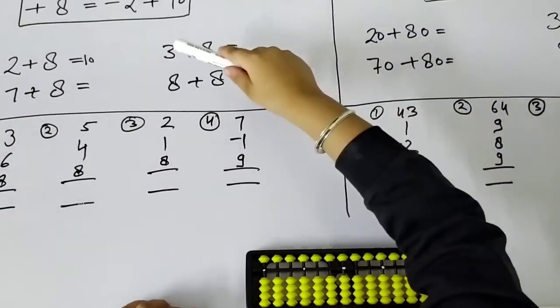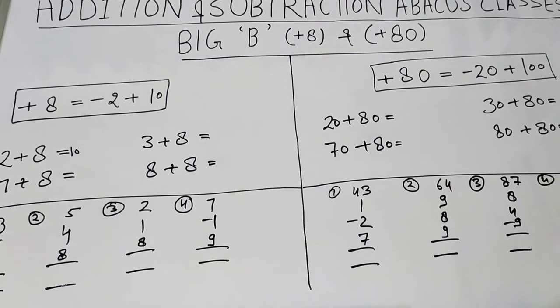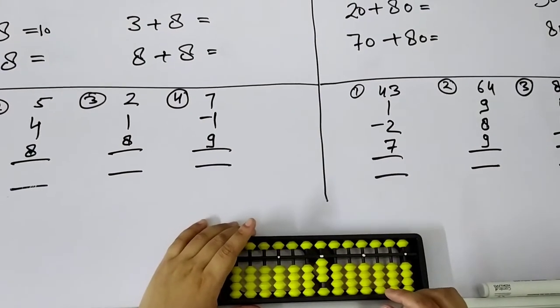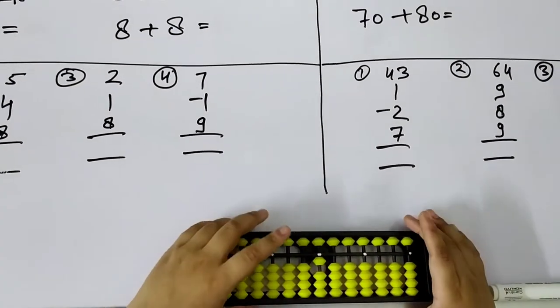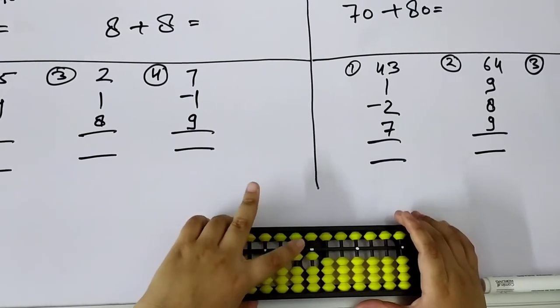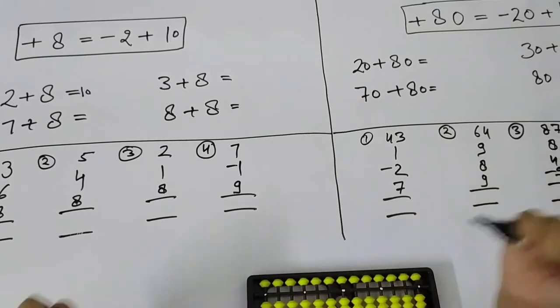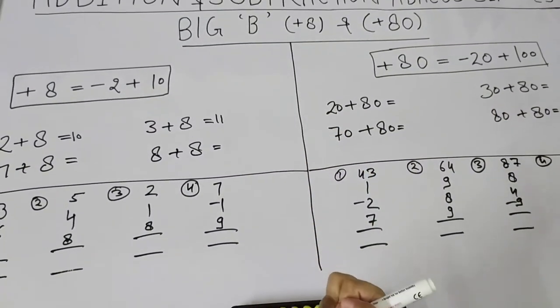Here's our second question: 3 plus 8. 3 and plus 8. The formula of 8 is minus 2 and plus 10. We got our answer, I'm writing 11. We have written 11.